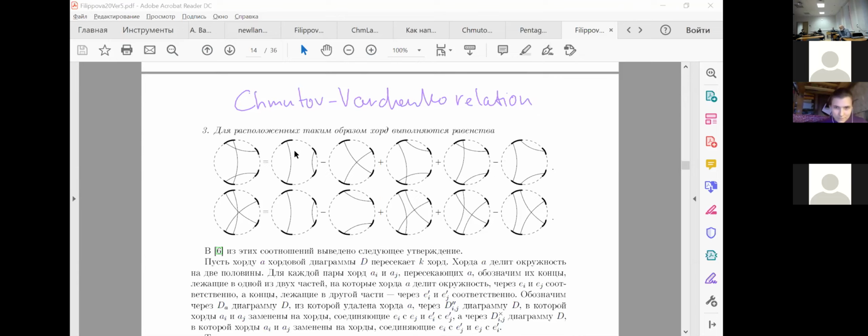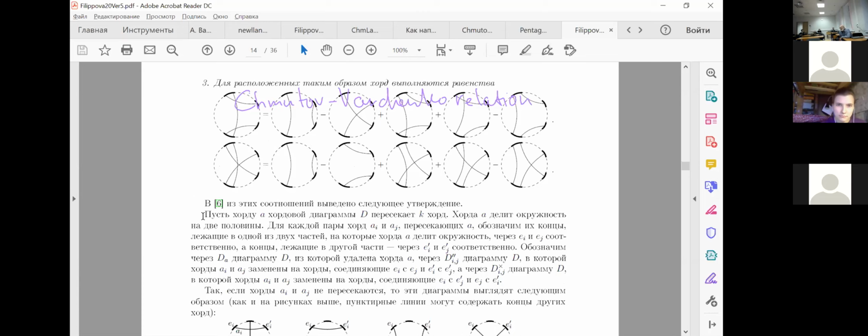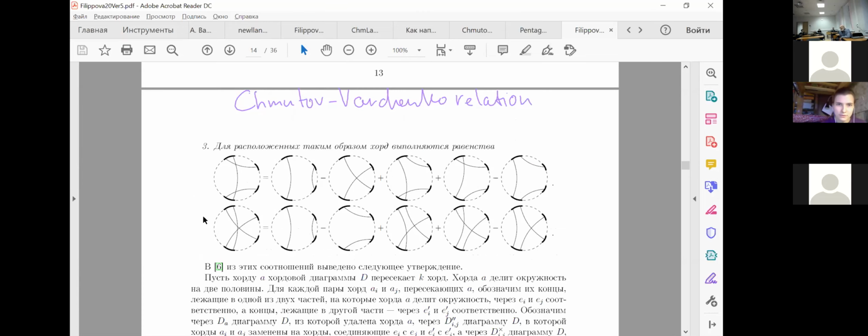And these six-term relations have the following form. They take a diagram and replace it by a linear combination of simpler diagrams. In the first three diagrams on the right, there is the same number of chords, but fewer chord intersections.